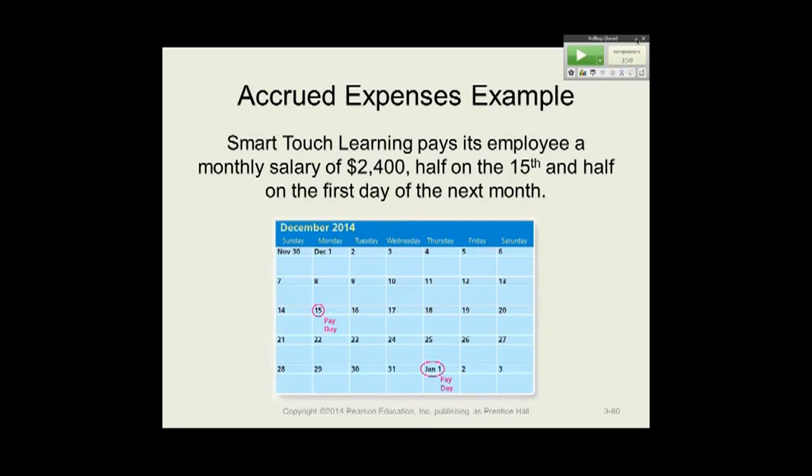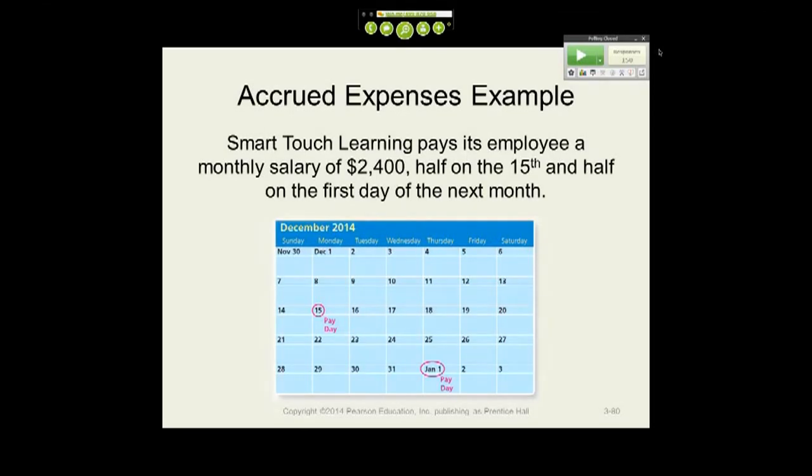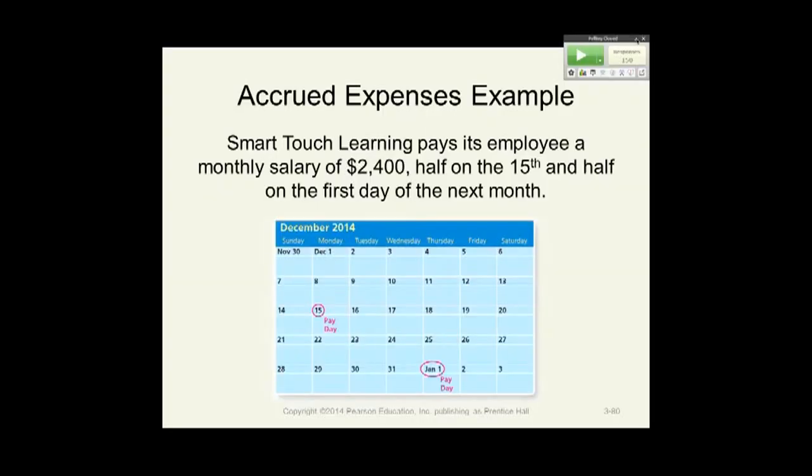The same thing would happen with utilities. The last time you paid utilities was going to be on the 15th of the month. You get a bill, January 15th, you got to sort of backtrack and figure out how much of that belongs in December. And that's kind of the tough part of the process. All right, so does anyone have a question here?